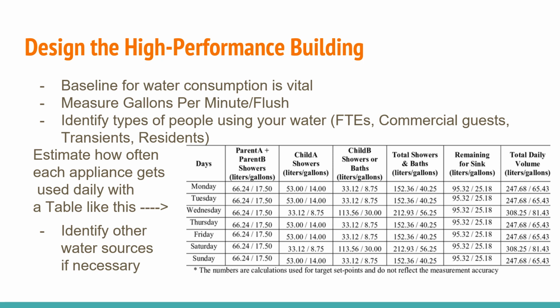When we're designing it, we're looking at a baseline for water consumption. And how we measure that is gallons per minute or per flush. Not only that, but we want to identify the types of people using our water. So is it FTEs, commercial guests, transients, residents? And then from there, we want to estimate how often each appliance gets used daily with a table similar to the one pictured. And we want to identify other water resources if necessary. I'll give you a bit of time to look at this.